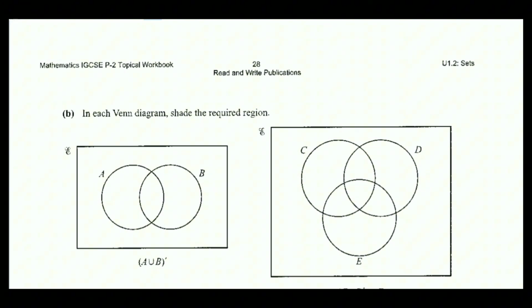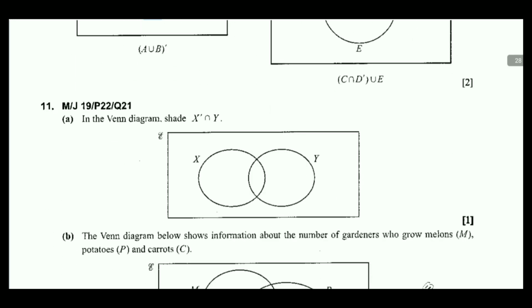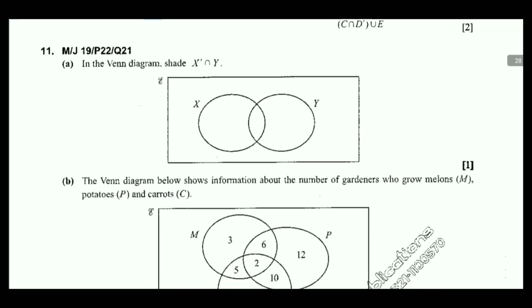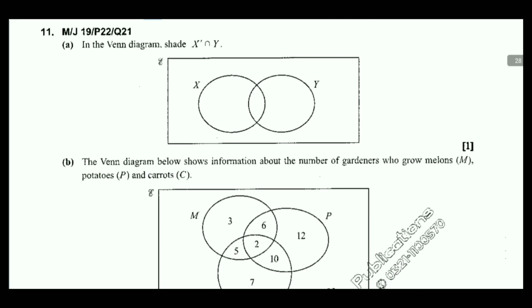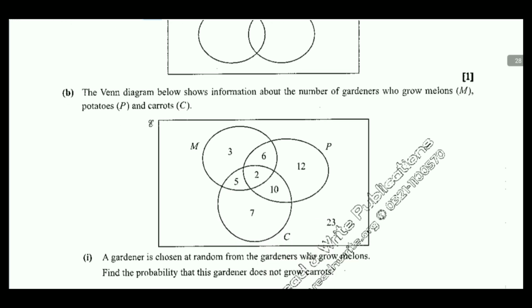Now next question, I will solve now question number 11. In the Venn diagram, shade x complement intersection y. You can do this part by yourself because we have done many parts above. The Venn diagram below shows information about the number of gardeners who grow melons, potatoes and carrots. A gardener is chosen at random from the gardeners who grow melons. Find the probability that this gardener does not grow carrots.